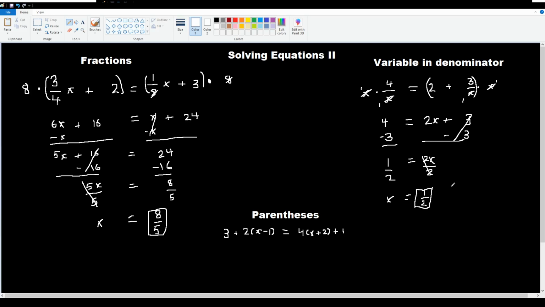And again, you can check this answer by plugging it back into your original equation. So you would do 4 divided by 1/2 equals 2 plus 3 divided by 1/2. And you would see if both sides were equal to each other. If they were, then that's how you know you got the answer right.